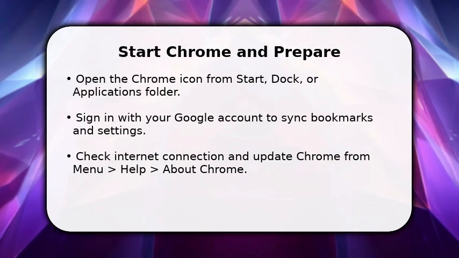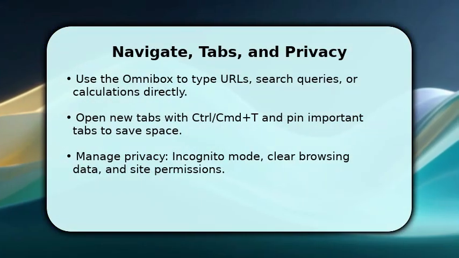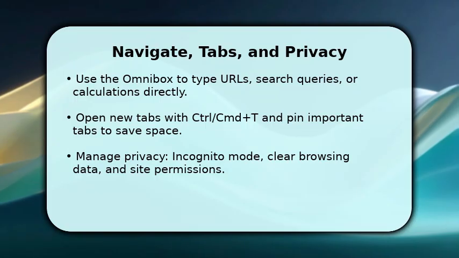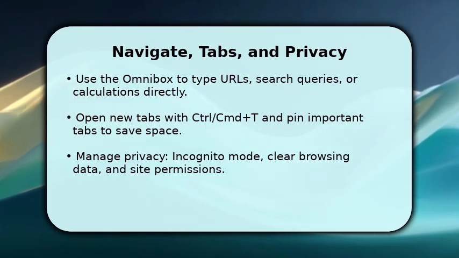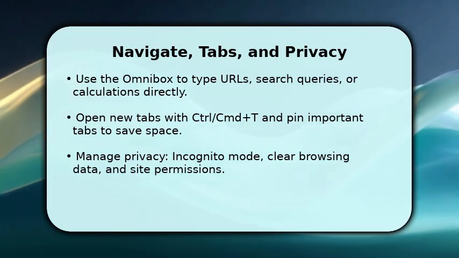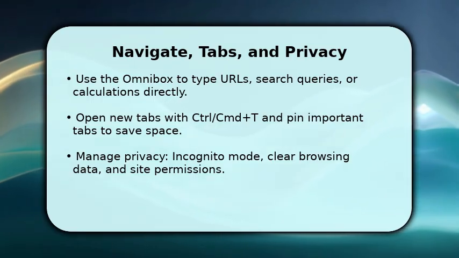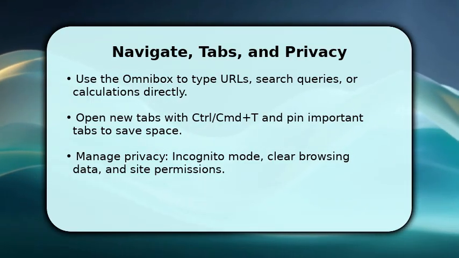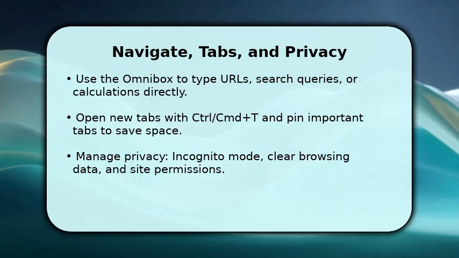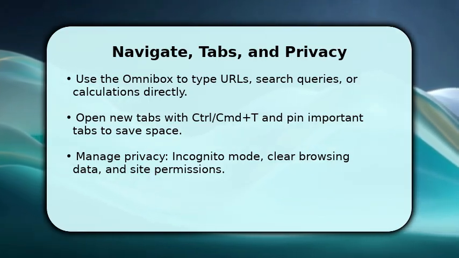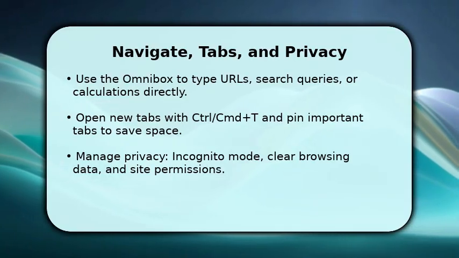your workflow stays consistent. Now you'll navigate and organize tabs efficiently. Type directly into the Omnibox for searches or URLs because it combines search and address functions. Open multiple tabs with Ctrl or CMD+T and pin frequently used tabs to keep them accessible. This reduces clutter and prevents accidental closing.